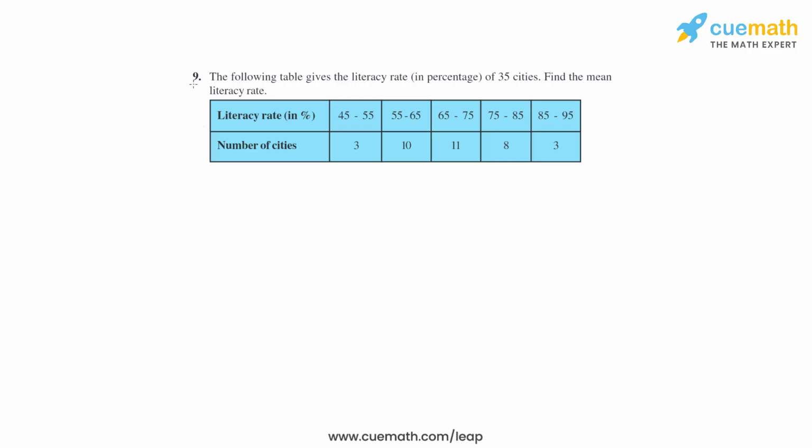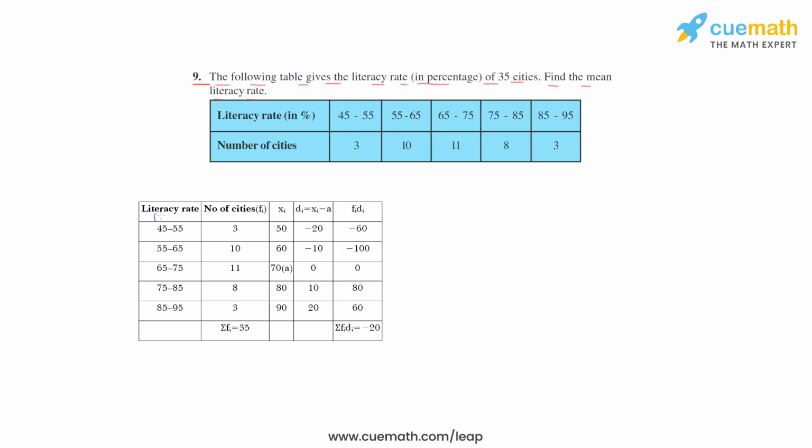Ninth question. The following table gives the literacy rate in percentage of 35 cities. Find the mean literacy rate. Let's make the table. Literacy rate in percent: 45 to 55, 3 cities.